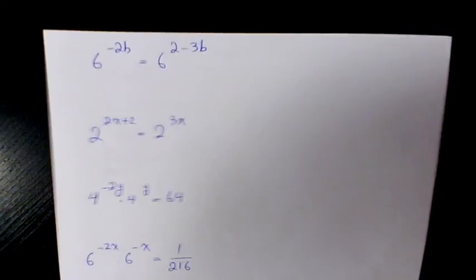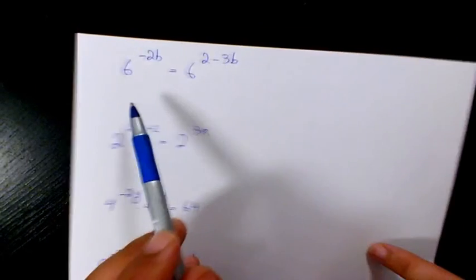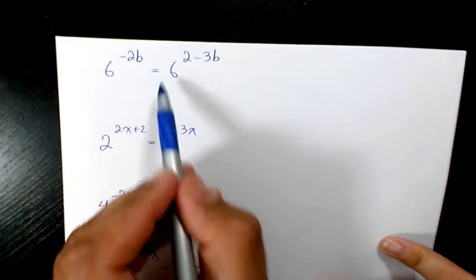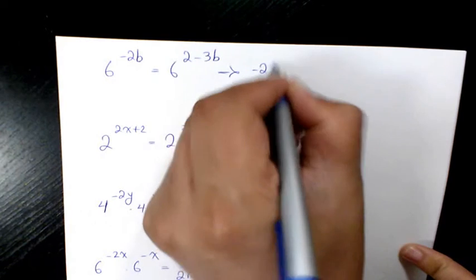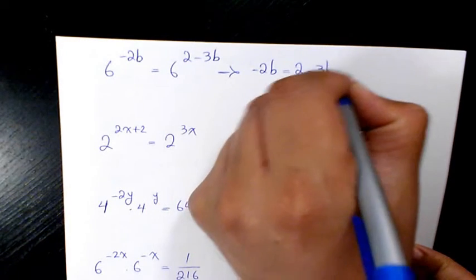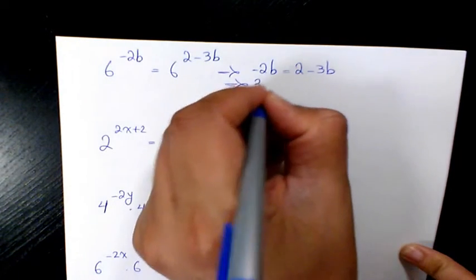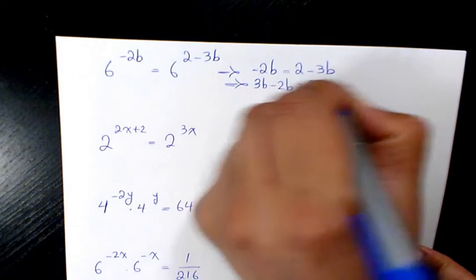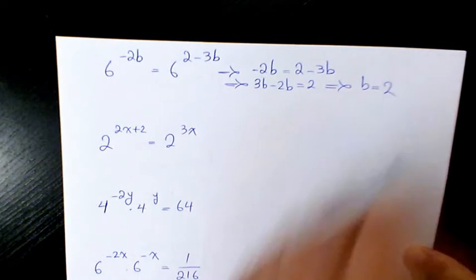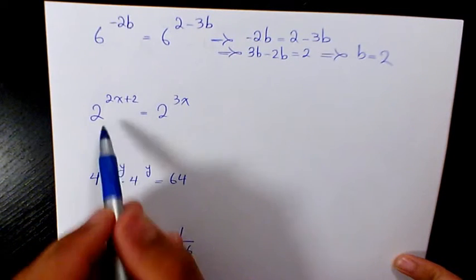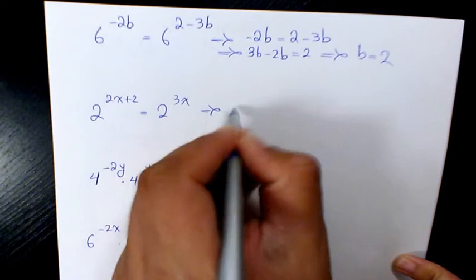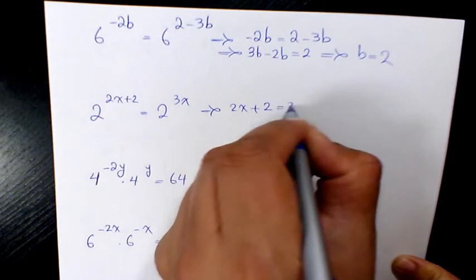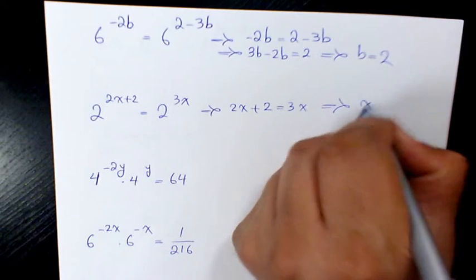Next example. 6 to the power of negative 2b equals 6 to the power of 2 minus 3b. So we can say negative 2b equals 2 minus 3b. So we can say 3b minus 2b equals 2. So therefore b equals 2. 2 to the power of 2x plus 2 equals 2 to the power of 3x. So we can say 2x plus 2 equals 3x. So we can say x equals 2.